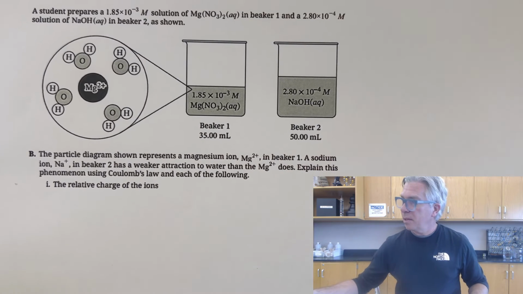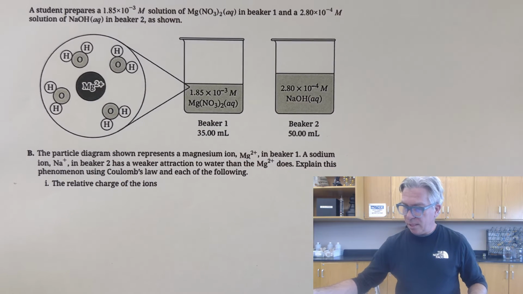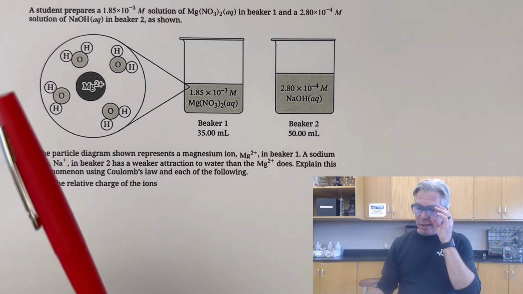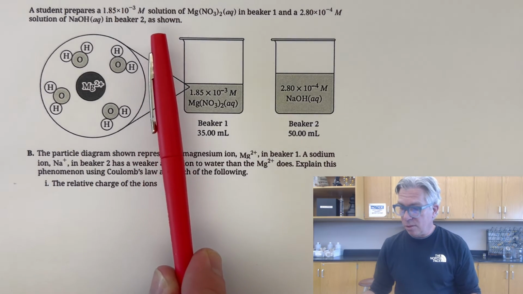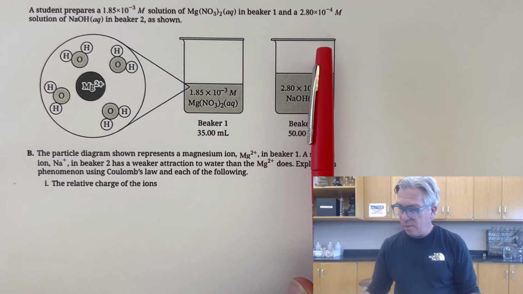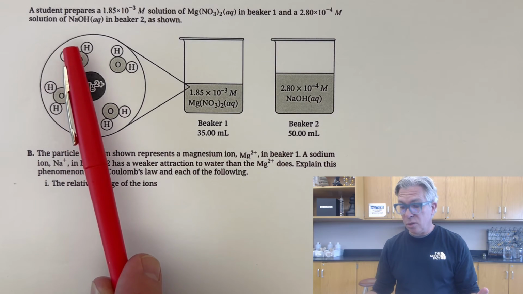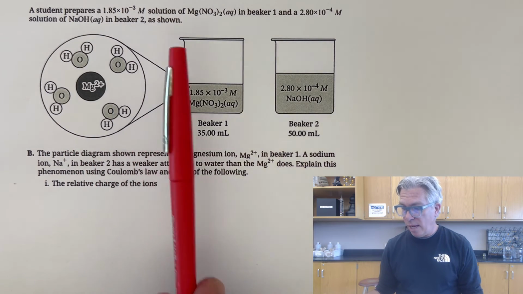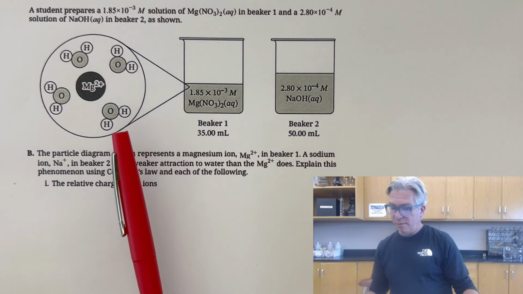All right. Second question, part B. A student prepares a 1.85 times 10 to the minus third molar solution of magnesium nitrate in beaker 1 and a 2.8 times 10 to the minus fourth moles per liter solution of NaOH in beaker 2 as shown. This is the diagram they gave.